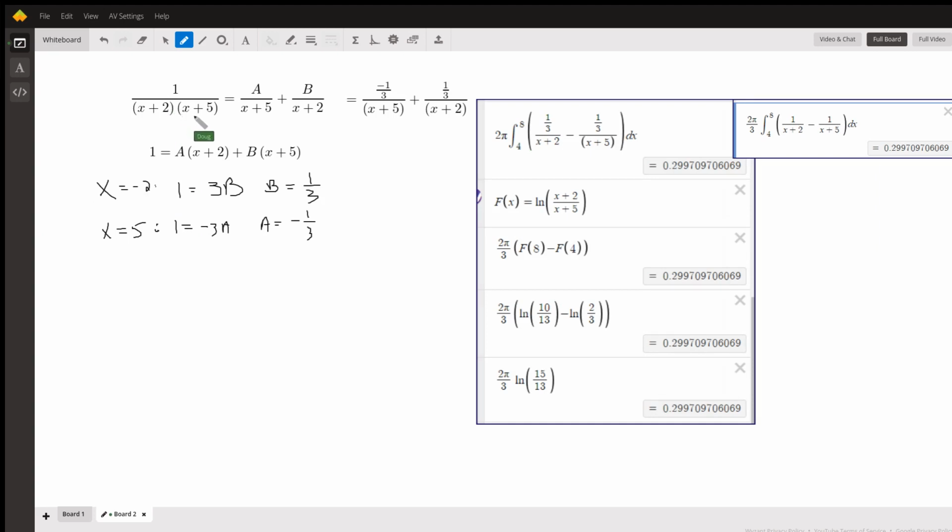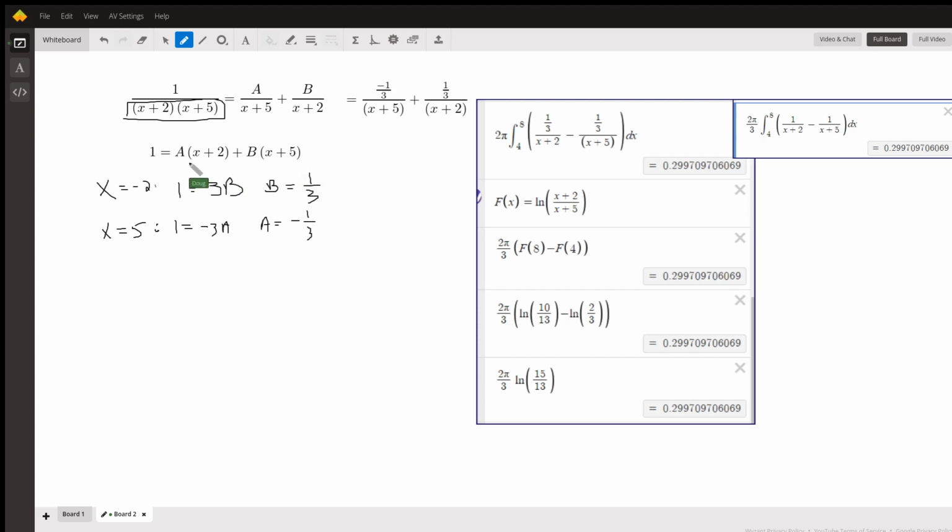1 over x plus 2 times the quantity x plus 5 can be broken down into a over x plus 5 plus b over x plus 2. And if we multiply every term by the least common denominator of every term, or every denominator, we get 1 equals a times the quantity x plus 2 plus b times the quantity x plus 5. Now we could find a and b by distributing the a and the b and equate coefficients.